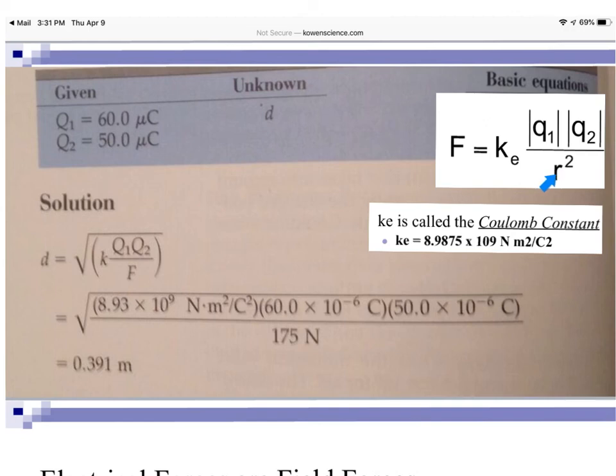is identified. Now we have our K, we've got our two Q's, and then you'll notice that we have our force of 175 newtons. So what we've done right here is we've just rearranged the equation. You could put it in this form as well, work it out, and because it's distance, our unit is in meters. Coulomb's problems really don't get any more difficult than this right here.